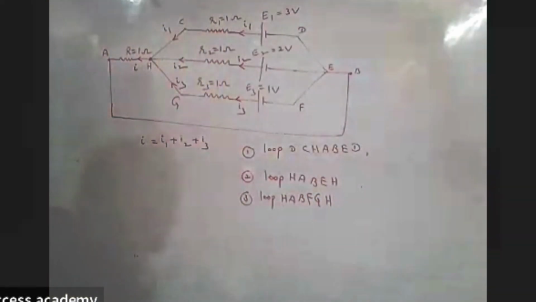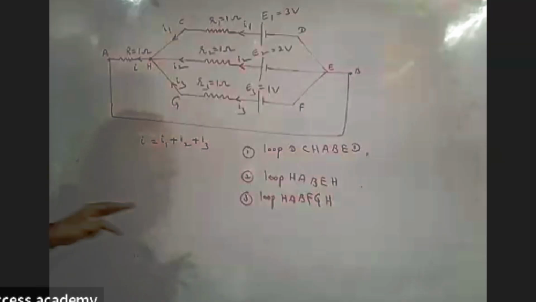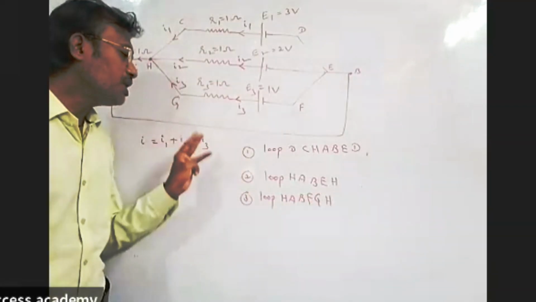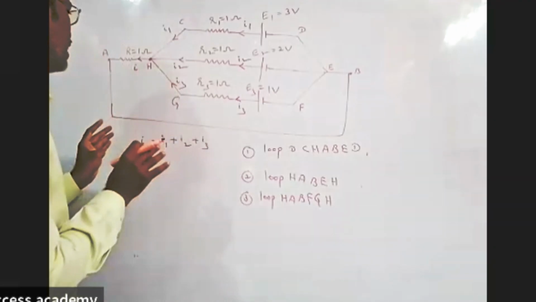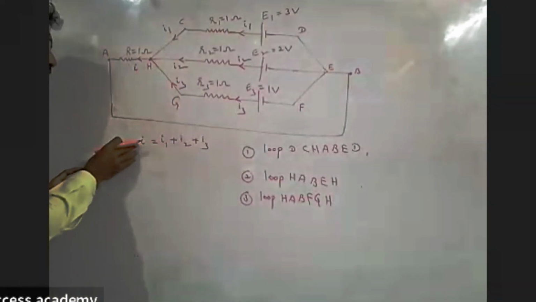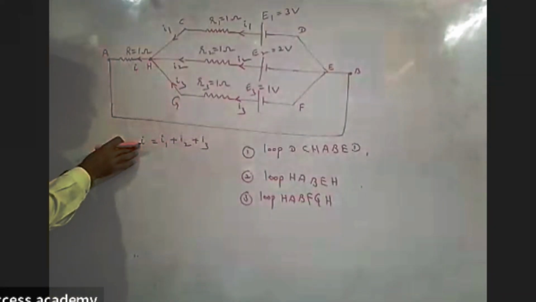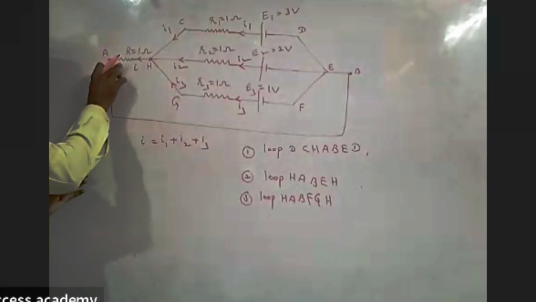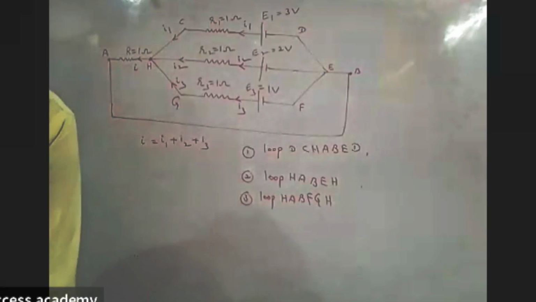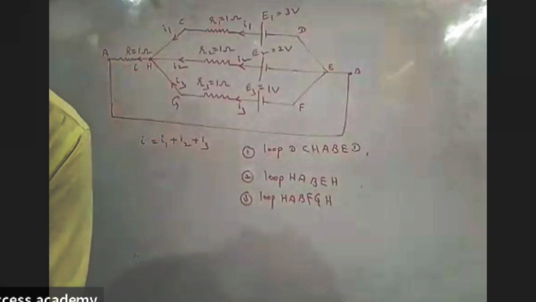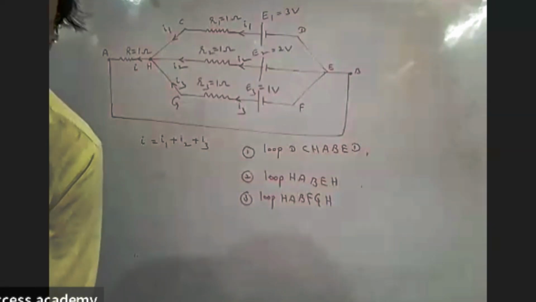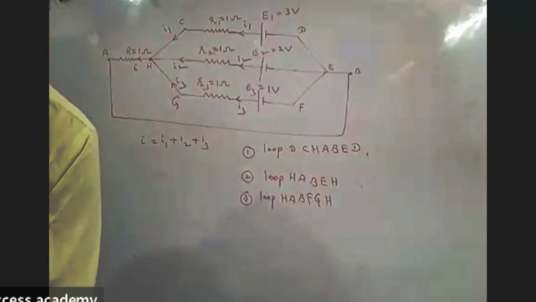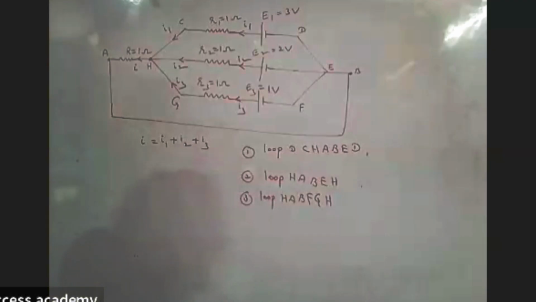By using these three loops, you will get three equations. If you solve those three equations, then you will get I1, I2, I3 values. After getting the I1, I2, I3 values, substitute in I is equal to I1 plus I2 plus I3, then you will get the current passing through the resistor. So I1 is equal to 1 ampere, I2 is equal to 2 ampere, and I3 is equal to minus 1 ampere. Solve this question.